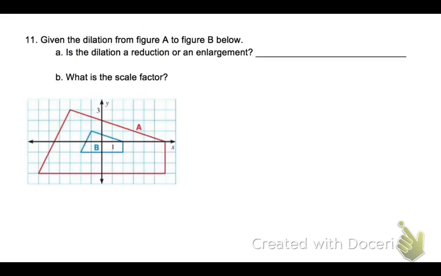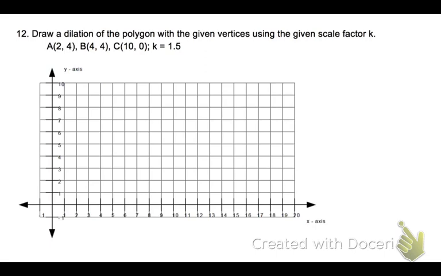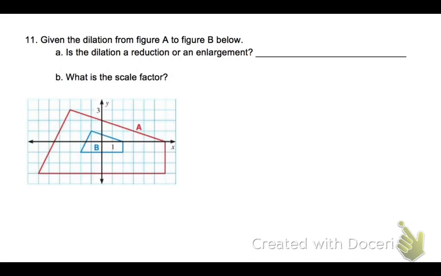Some people got confused on this. Given the dilation from figure A to figure B, A to B. Here's A, here's B. We're going from A to B. We're going from larger to smaller. It's a reduction. What is the scale factor?